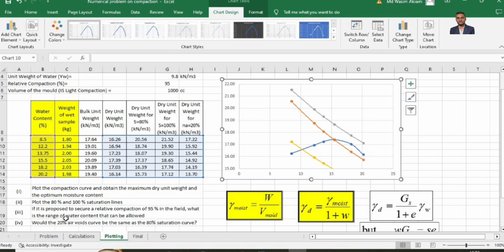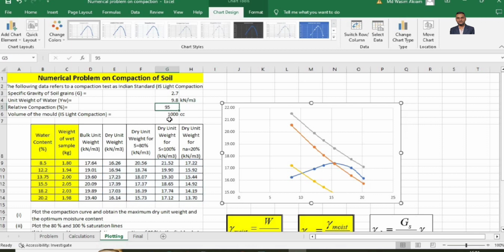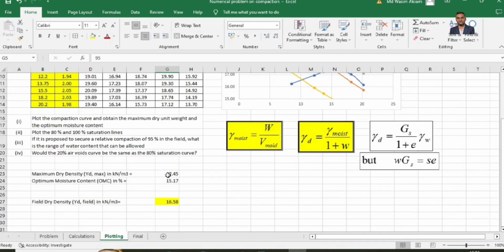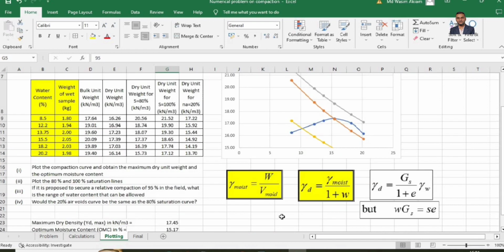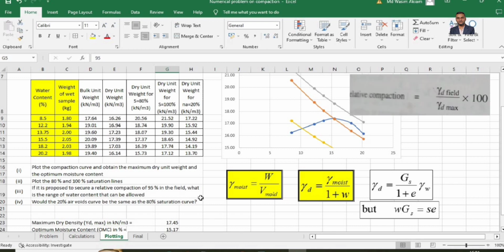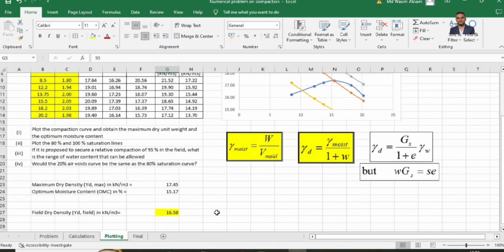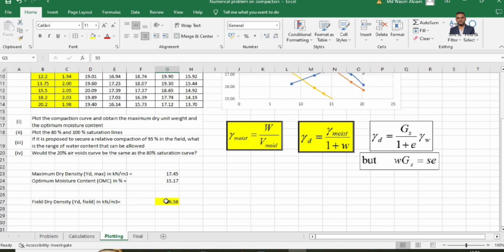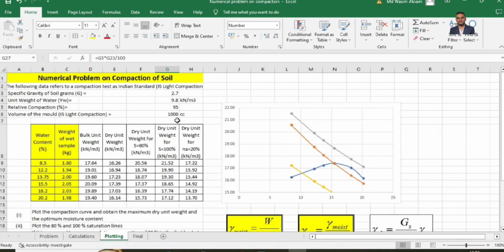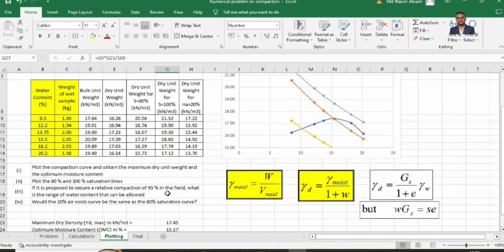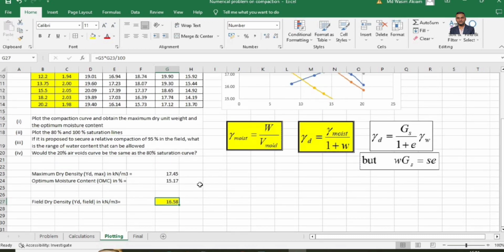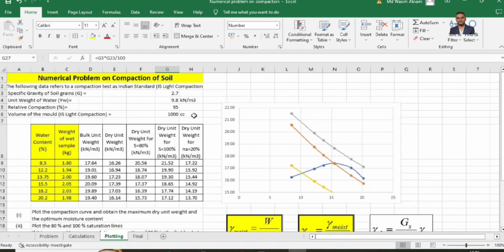Now come to the third question. Here it is proposed to secure a relative compaction of 95% in the field. What is the range of water content that can be allowed? For this we have to calculate the density in the field. As we know, relative compaction is equal to gamma d in the field divided by maximum dry unit weight. Here field dry density gamma d field in kilonewton is equal to, since relative compaction is given and we have just calculated the value of maximum dry density, the density in the field is equal to relative compaction multiplied by the maximum dry density. Since it is in percent, we divide by 100 to get the value of field density.